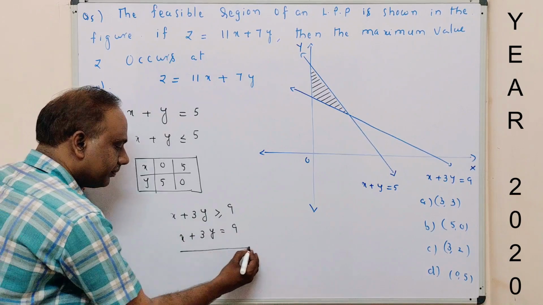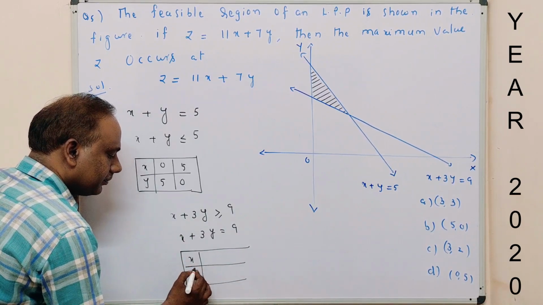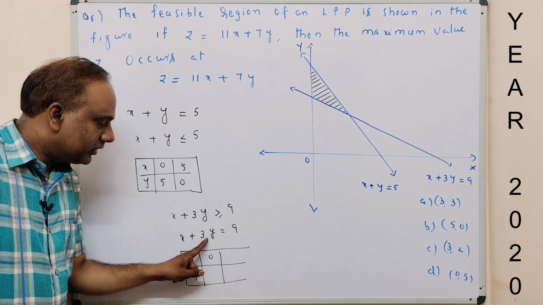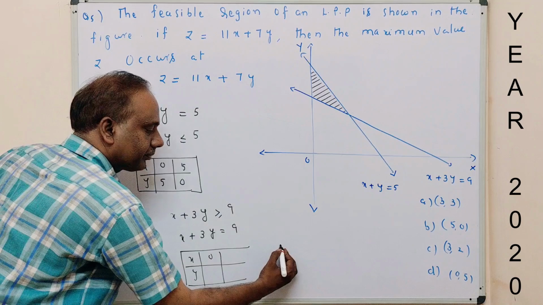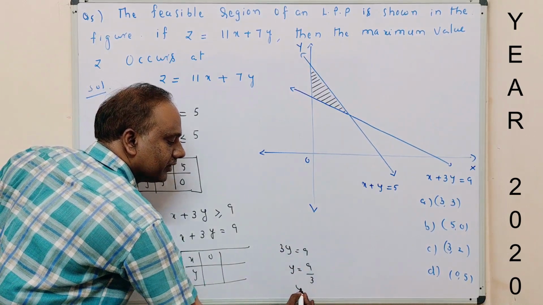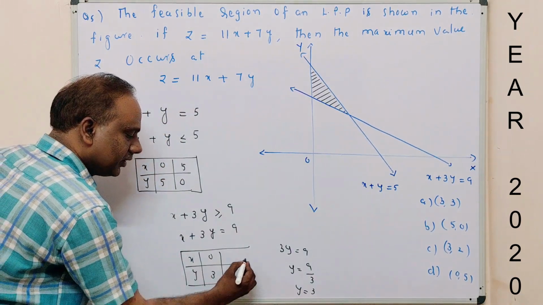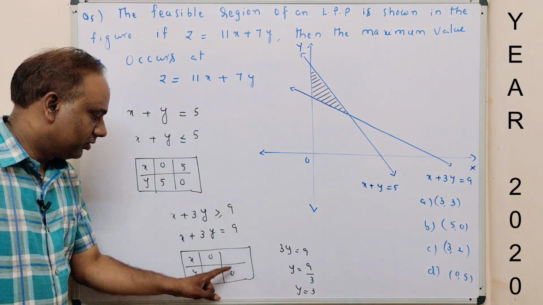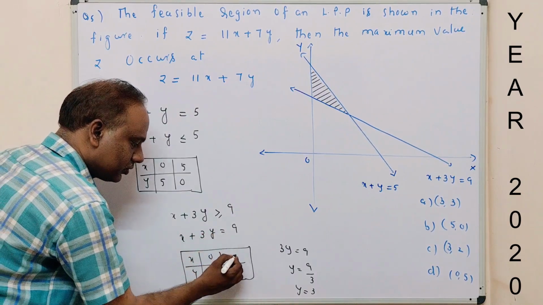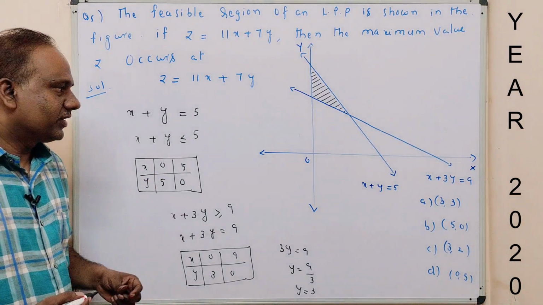So here, suppose x value is 0, then 3y is equal to 9. That means y is equal to 9 by 3, so y is equal to 3. Next, you take y is equal to 0. y equal to 0 means this term is 0, so x is equal to 9. So these are the points here.